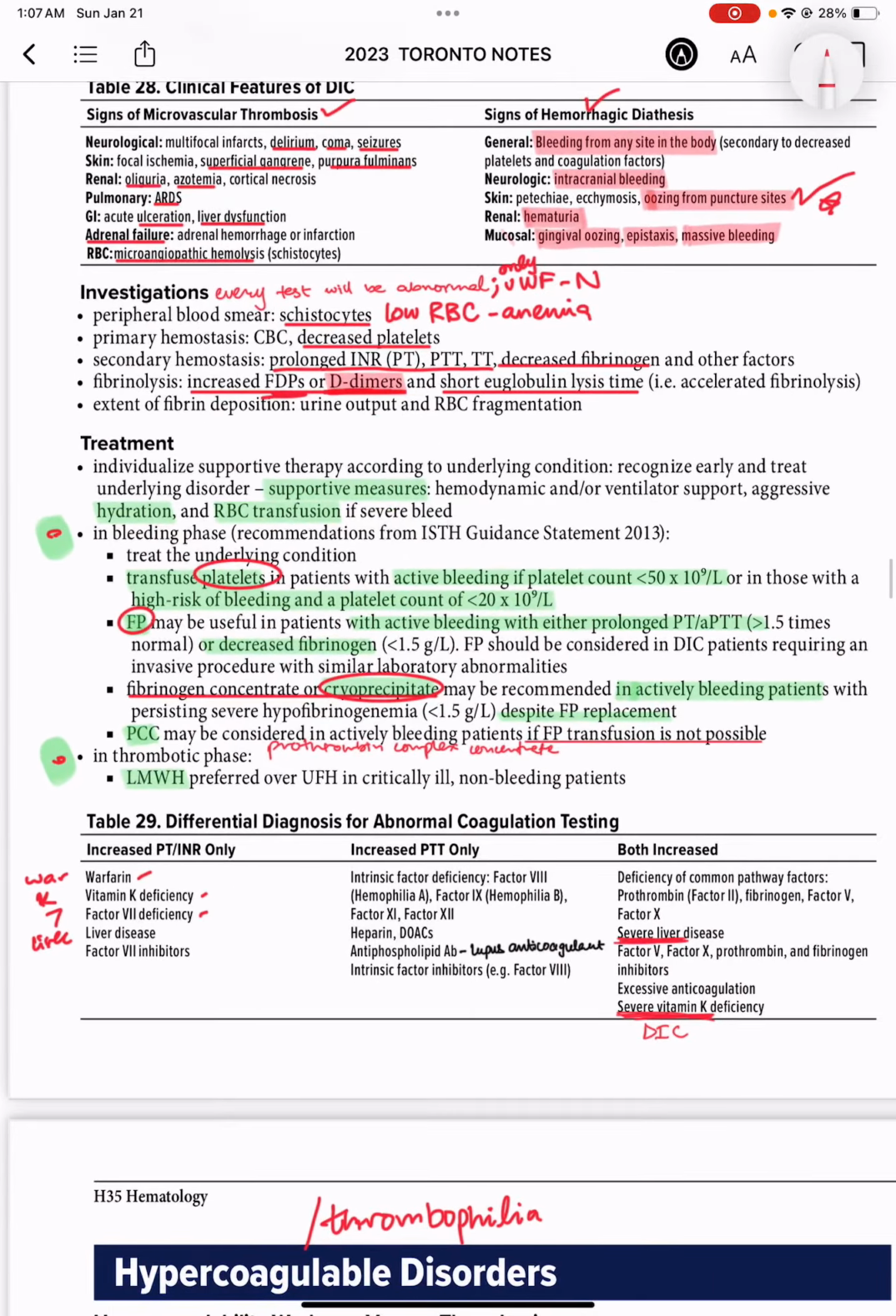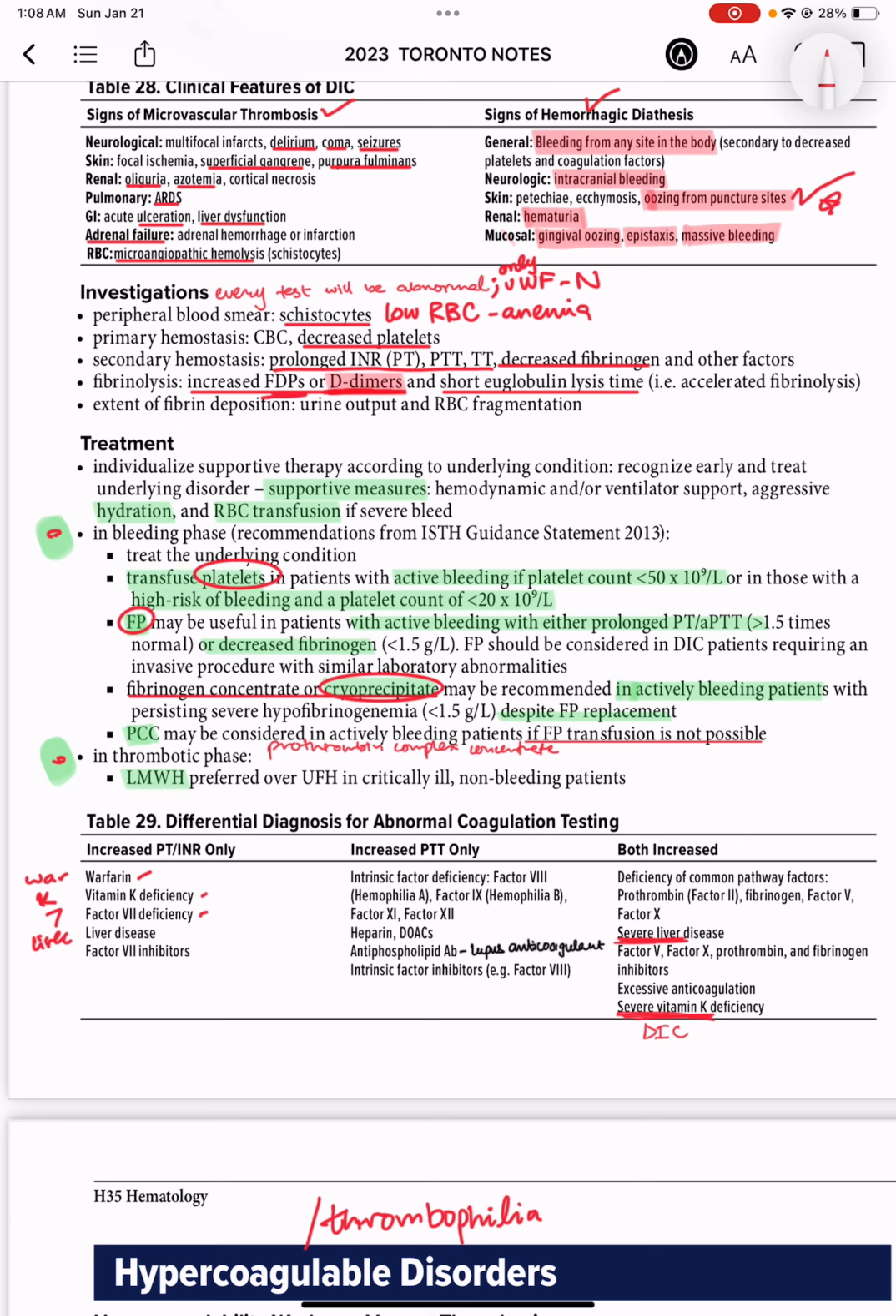And how are we gonna treat? We're gonna treat patients of DIC by, first of all, going for supportive measures. We're going to recognize and treat the underlying disorder, individualize supportive therapy, go for hemodynamic stability, ventilator support, aggressive hydration, because everything is abnormal going on, and RBC transfusion if severe bleed.